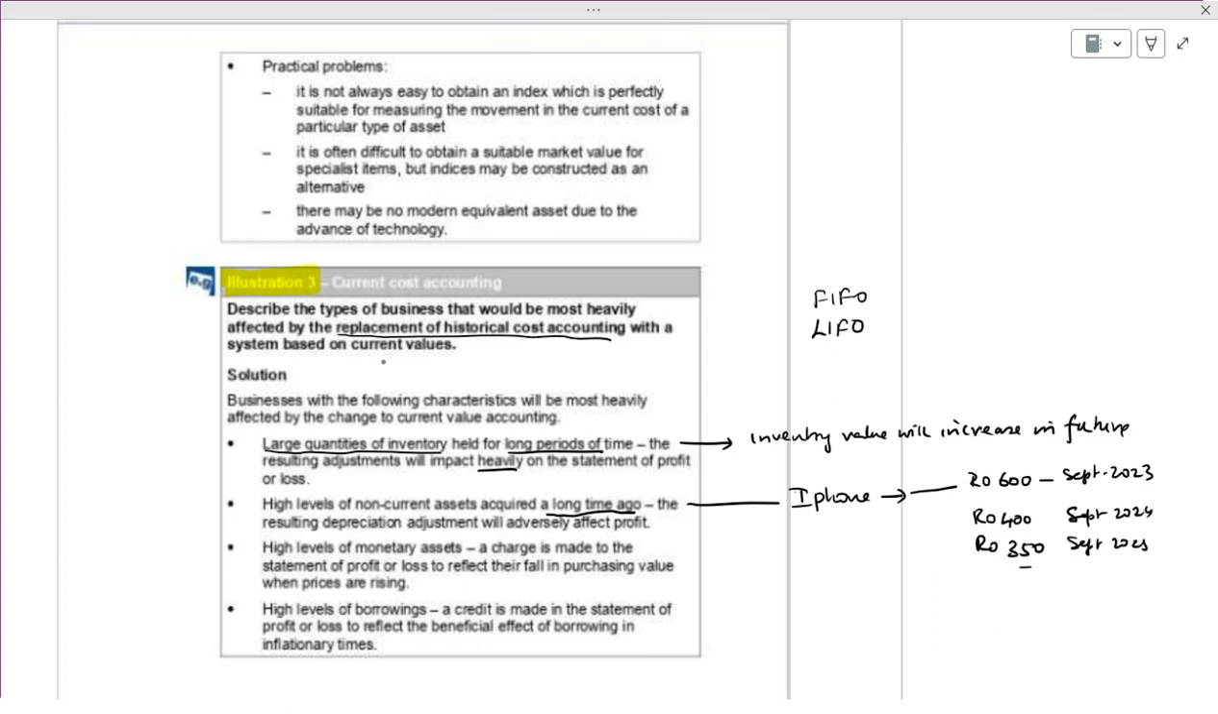Now you see the things. Definitely, it is historical cost. 600 is the history. We cannot change the cost as such. High level of monetary assets. A charge is made to the statement, reflecting their fall in purchasing value. Charge means the loss in value. Be very clear about the things.